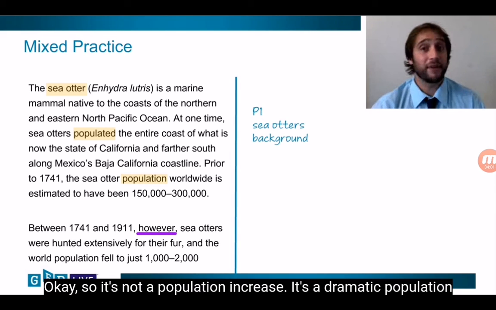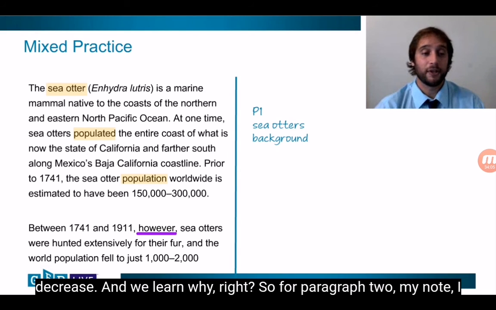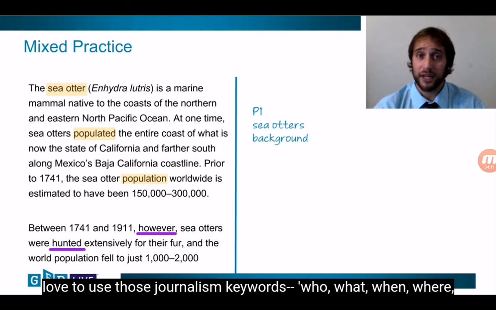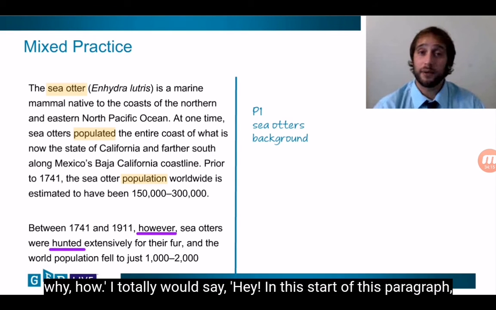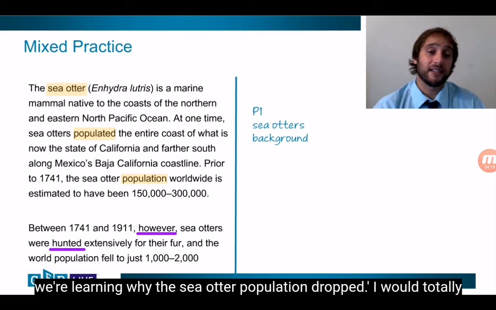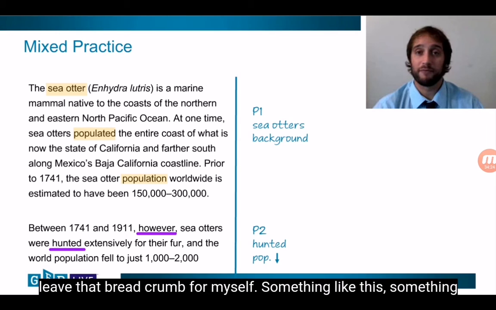Okay, so it's not a population increase, it's a dramatic population decrease. And we learn why, right? So for paragraph 2, my note, I love to use those journalism keywords. Who, what, when, where, why, how. I totally would say, hey, in the start of this paragraph, we're learning why the sea otter population dropped. And I would totally leave that breadcrumb for myself.